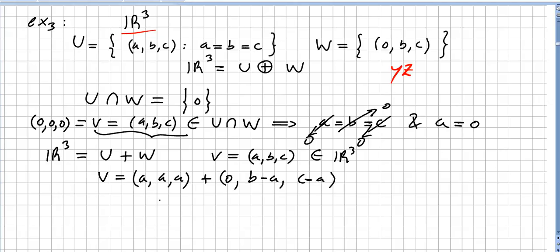So both conditions, 2 is checked and 1 is checked. So yes, R3 can be written as a direct sum of these two subspaces.